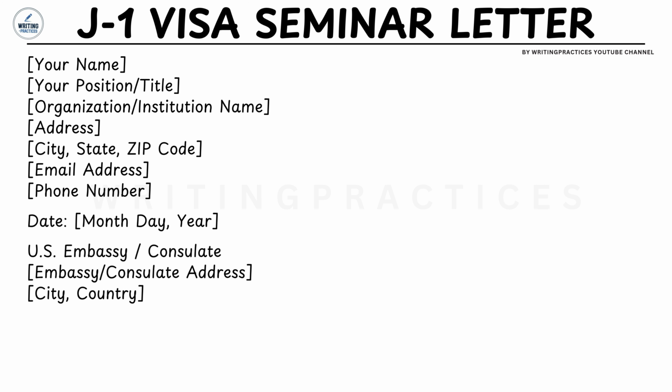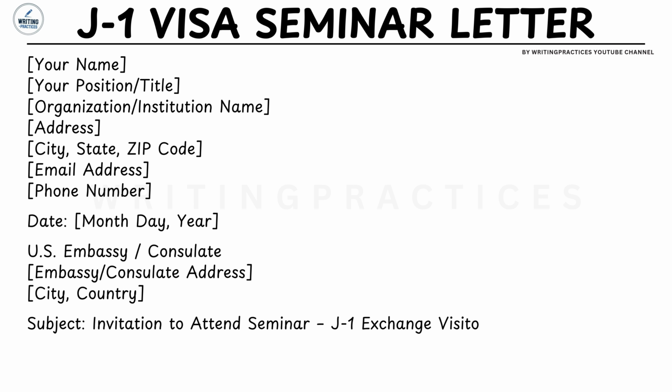Subject line. Next, include a concise subject line to summarize the purpose of the letter. In this case, subject: invitation to attend seminar, J1 Exchange Visitor Visa. The subject line immediately informs the consulate about the content of the letter, specifying the visa type. A clear subject line helps officers quickly understand the context and purpose of the request, which can streamline processing.